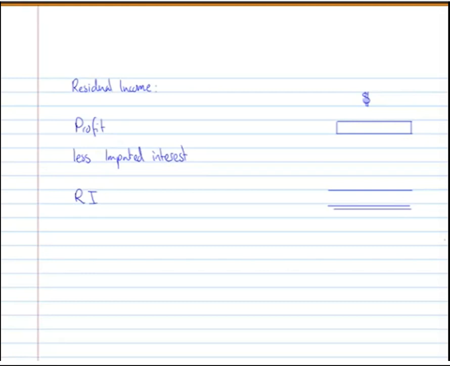So looking first at our residual income calculation, I don't know the profit. That's one of the missing pieces of information. So I'm just going to put a little box there to remind me there's a missing figure that I'm trying to find. I need to deduct my imputed interest, which is my capital employed, 300,000, at the cost of capital, which we're told is 13%. So I can calculate that as 39,000. I'm also told my residual income comes to 6,000.